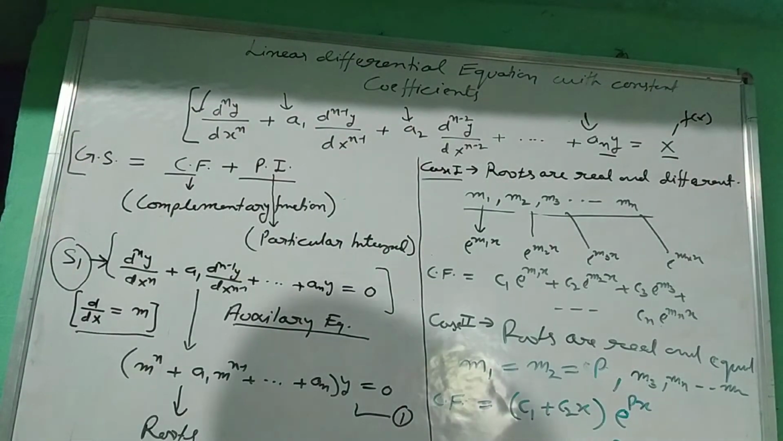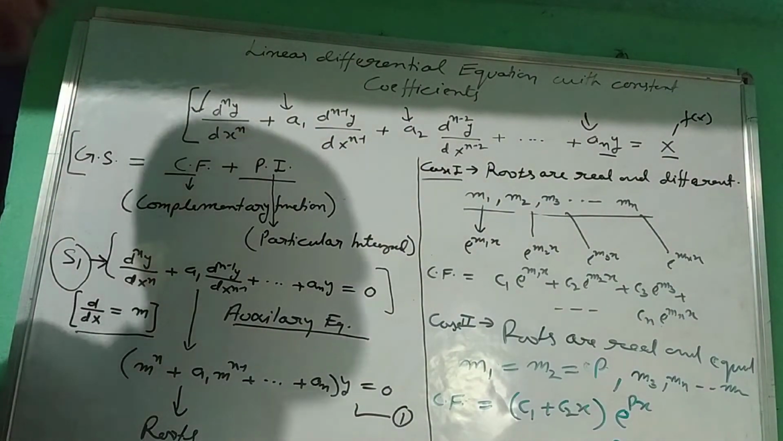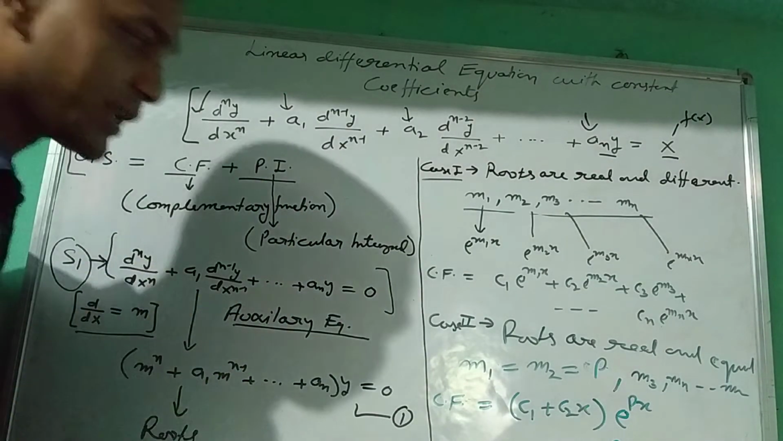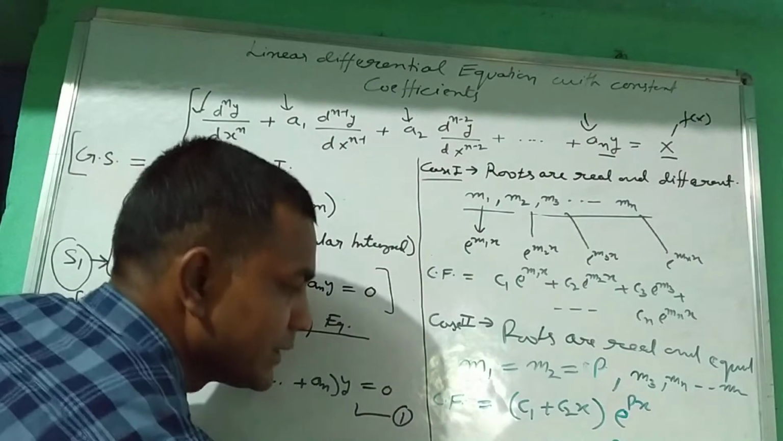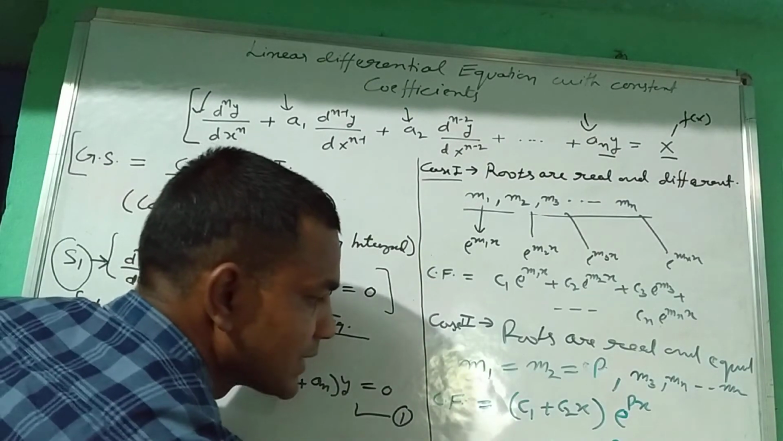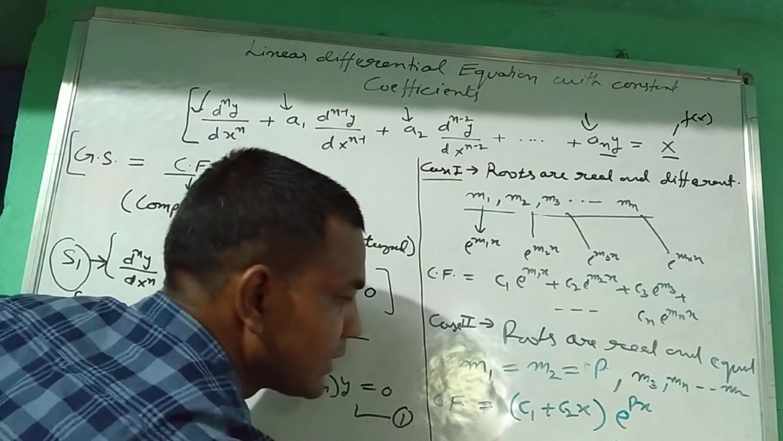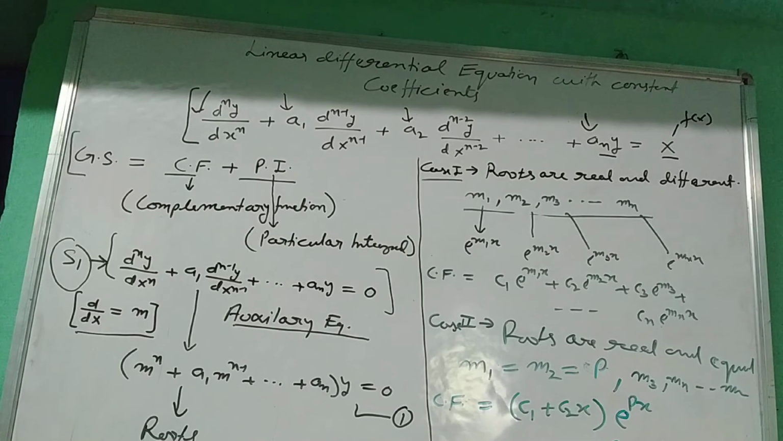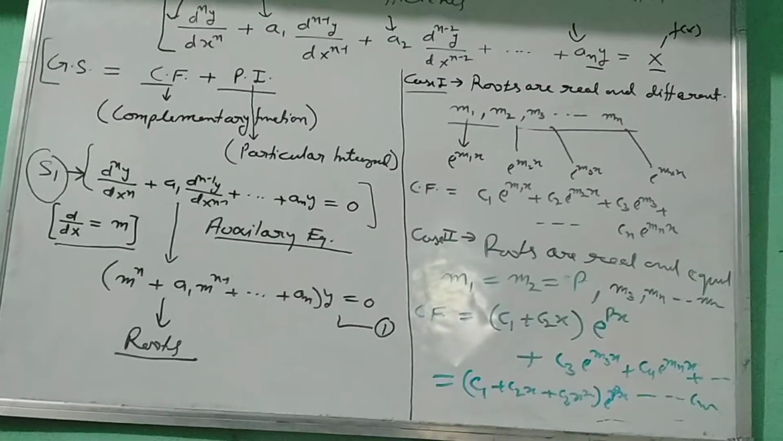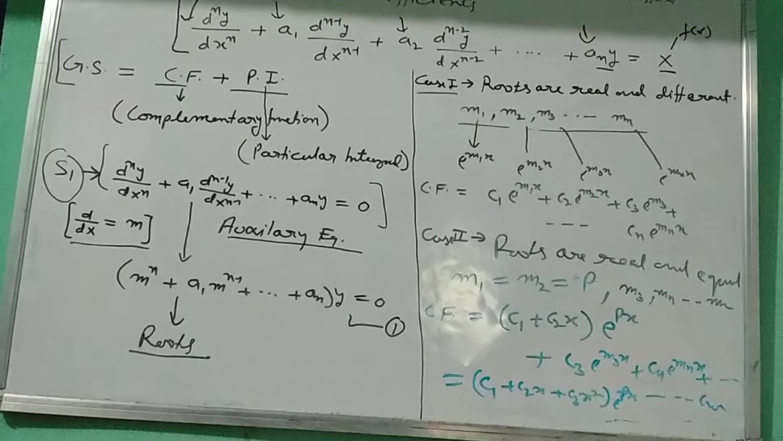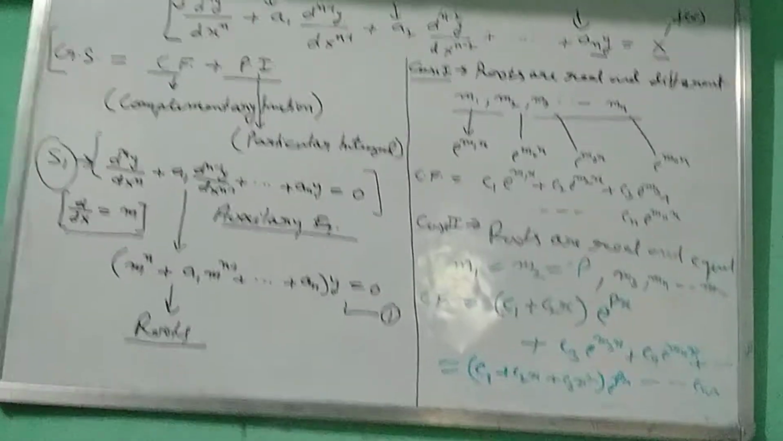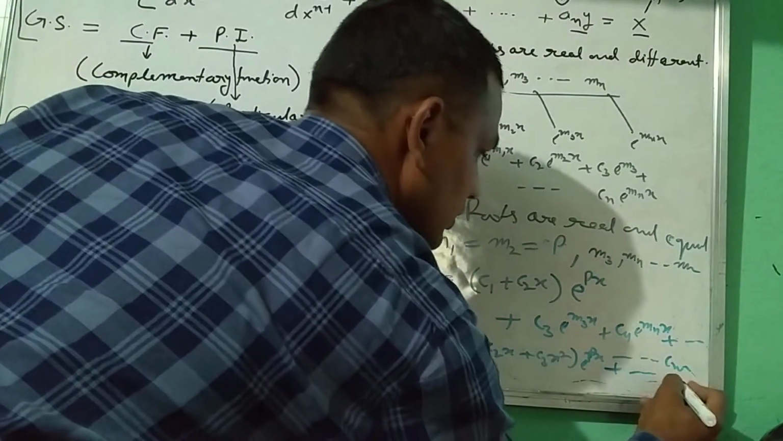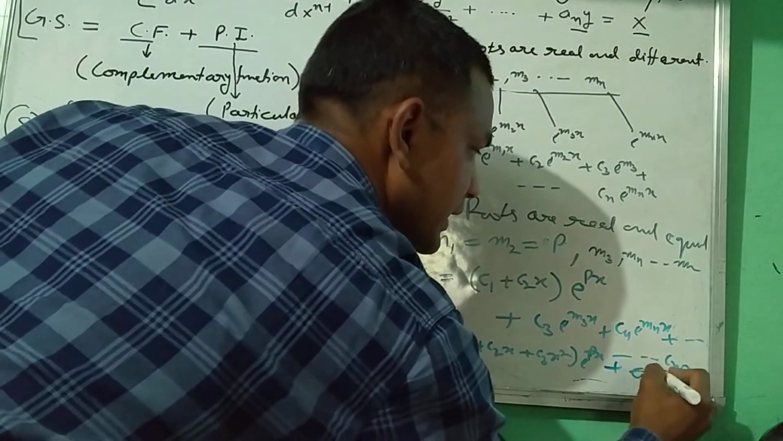Okay, in this case, when we have three roots equal, then we can write c1 plus c2x plus c3x square, times e to the power px, plus the other terms, plus c4 e to the power m4x, and so on.